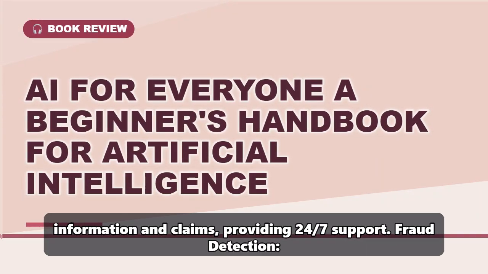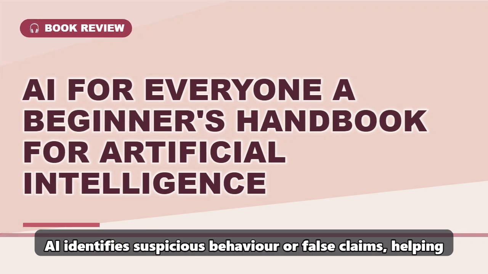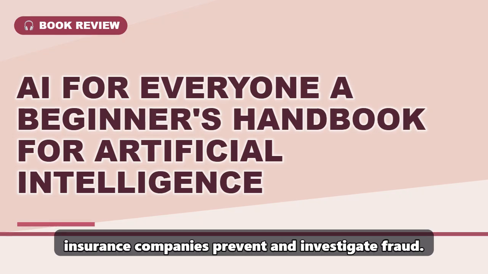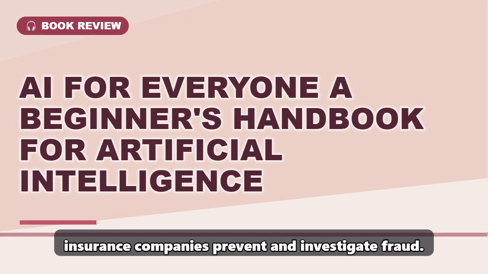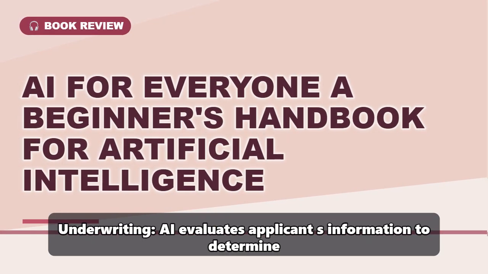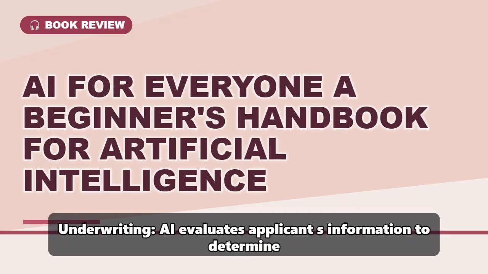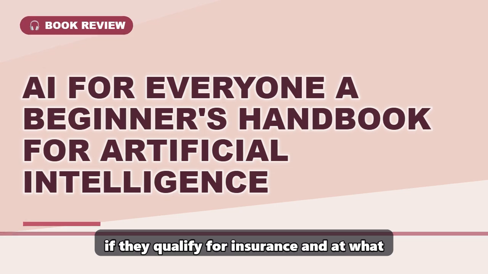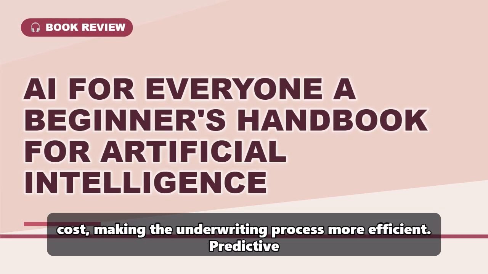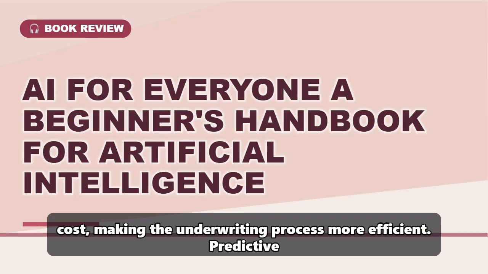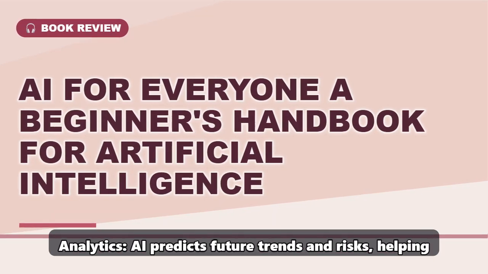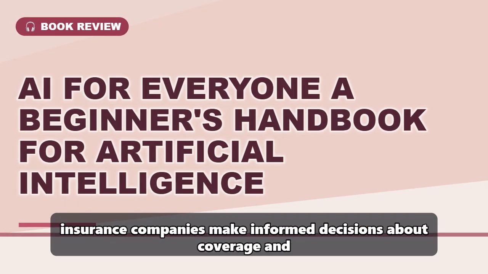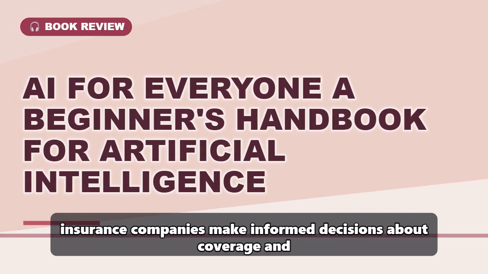Fraud detection. AI identifies suspicious behavior or false claims, helping insurance companies prevent and investigate fraud. Underwriting. AI evaluates applicants' information to determine if they qualify for insurance and at what cost, making the underwriting process more efficient. Predictive analytics. AI predicts future trends and risks, helping insurance companies make informed decisions about coverage and pricing.